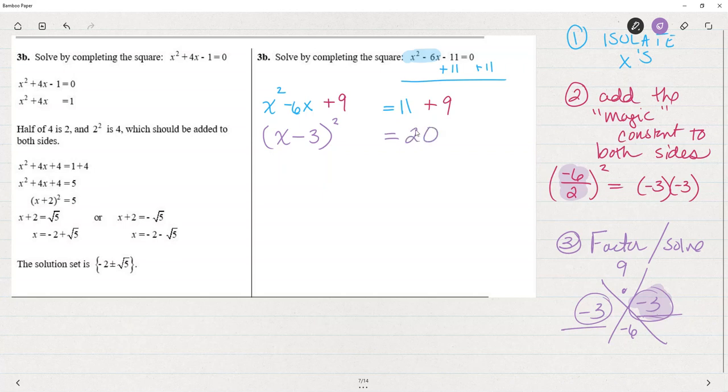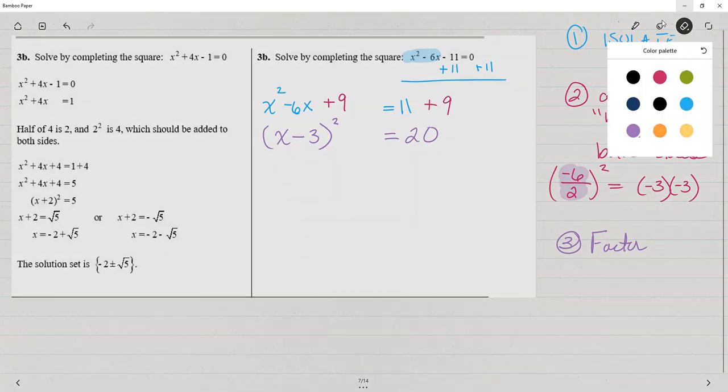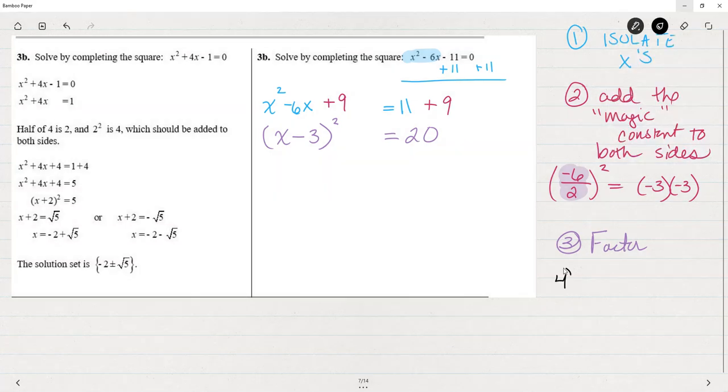Now I'm ready to use the square root property. I should probably step back and let me say this. Let me erase that and solve and be even more descriptive. Because to solve it, I'm going to apply the square root property. Once I get it factored in a perfect square, I'm going to apply the square root property to solve it.